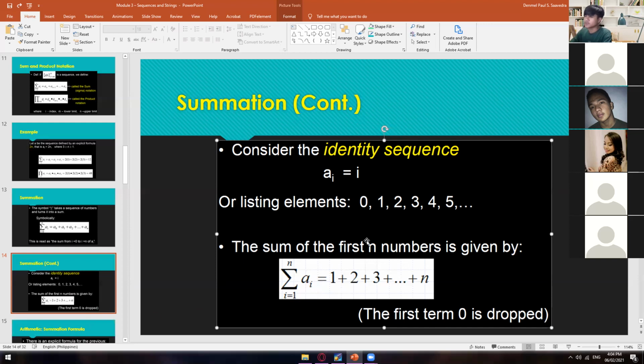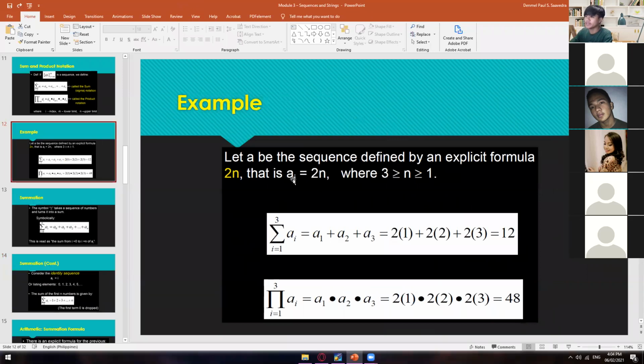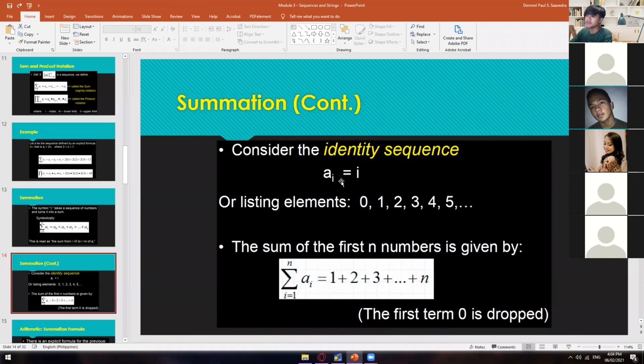So did you guys get this one so far? This one is actually self-explanatory. Yes, sir. Okay, so the one thing that you need to look into is this one, A sub I. This one always has an equivalent formula. Before we have the 2n, A sub I is equal to 2n, but in here it's just equal to I. Later on we'll be having more complicated formulas for this A sub I.